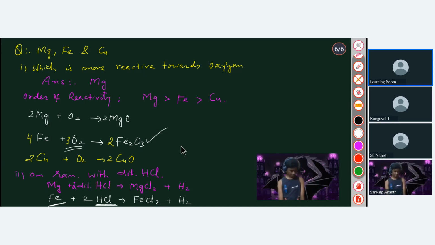Now tell me the next one, that is Cu. It reacts with dilute HCl. What will be the product? Same thing. Cu plus 2HCl gives CuCl2 plus H2. This is very important: there will be no reaction. Copper is less reactive than hydrogen. Copper is less reactive than HCl, so no reaction. It will not react. So you really caught us off guard, right?